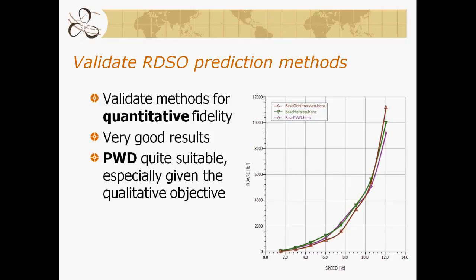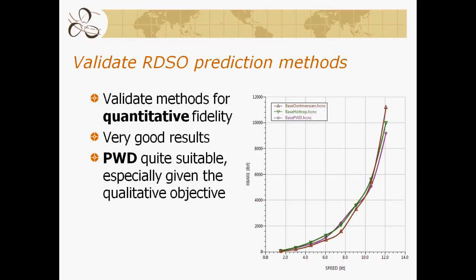One of the first things we wanted to do is to do that calibration study. We wanted to validate it quantitatively to see if the prismatic wave drag method would be appropriate for a study of this type, including the hull form and the characteristics of the bulb.